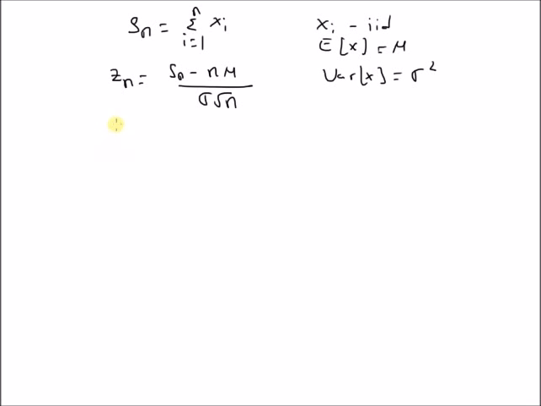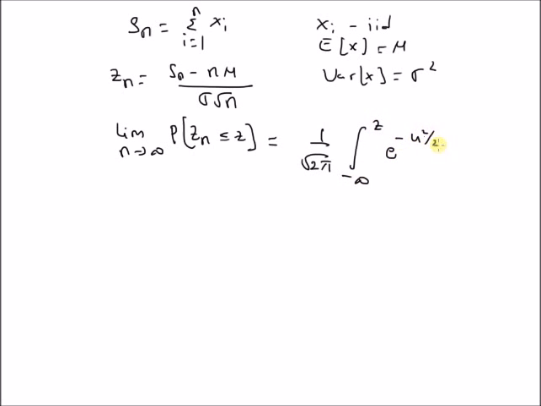That is, especially as n tends to infinity. That is, as limit n tends to infinity, the probability of Zn less than or equal to small z is given by the cumulative distribution function of the standard normal distribution, that is 1 by square root of 2 pi times the integral from minus infinity to z of e power minus u squared by 2 du. So this is the central limit theorem.